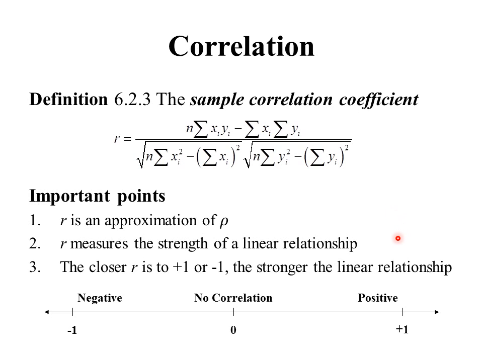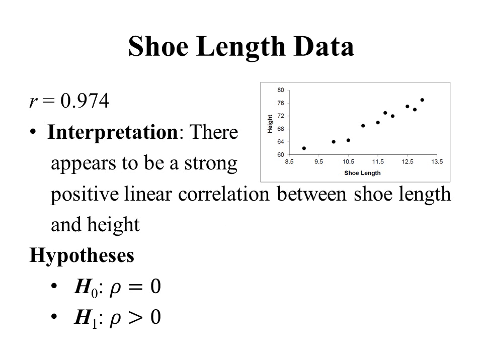So three important points to remember about r are: number one, r is an approximation of rho. Rho is our population value. r is a value that comes from our sample. A sample statistic is an approximation of a population parameter. Number two, r measures the strength of a linear relationship. And then number three, the closer it is to -1 or +1, the stronger the linear relationship. And so if we've got a value close to 0, that means that there's no correlation or no relationship between those two variables.